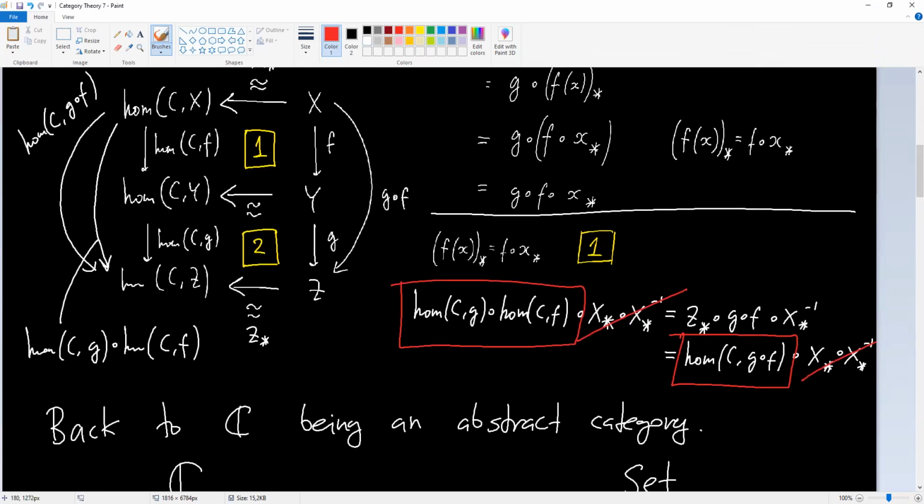So it turns out that if I think of these functions f and g as functions between the Hom sets, and then I compose them, the result is the same as first composing them and then thinking of that composite as a function between the Hom sets. So this equals Hom C GF. That's what we got.